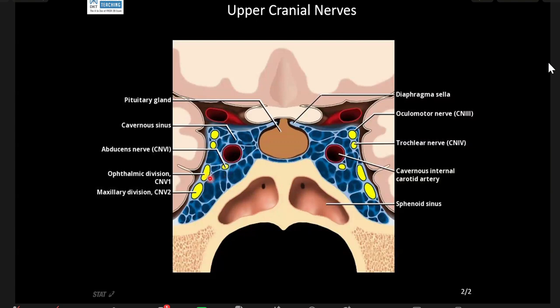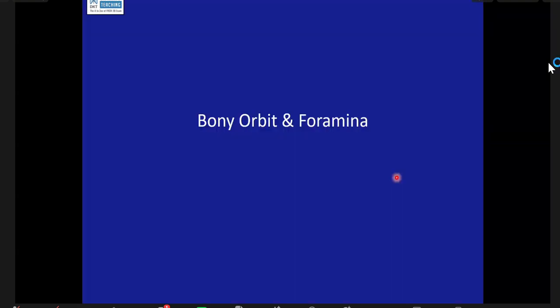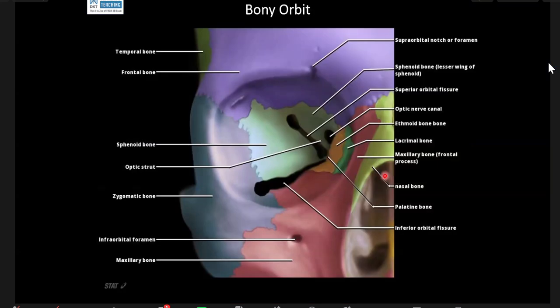Please remember that V2, which is the maxillary division, passes through the foramen rotundum. So it is a separate route. These ones will pass through the superior orbital fissure. So, take home points which will help you to develop your CT anatomy about the orbit.